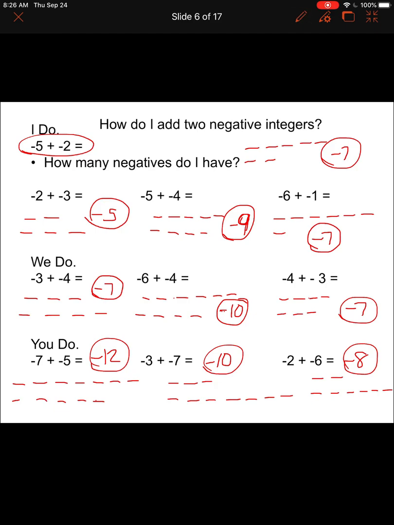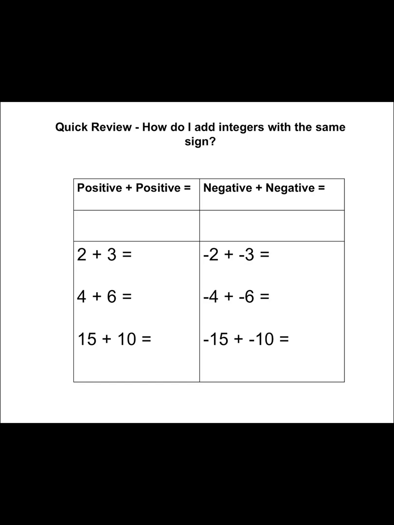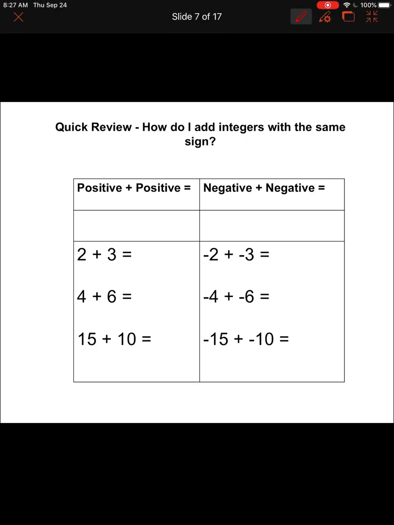So if you notice, if we're adding 2 negatives, we add the numbers, and then the answer is going to be a negative. So a negative plus a negative equals a negative. So when the numbers are small enough, it's fine to draw your positive and negative signs. But when the numbers get a little bit bigger, you're not going to want to draw that many positive and negative signs. So we're going to come up with a rule.